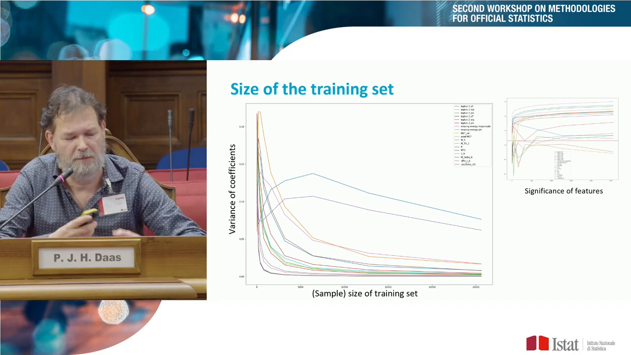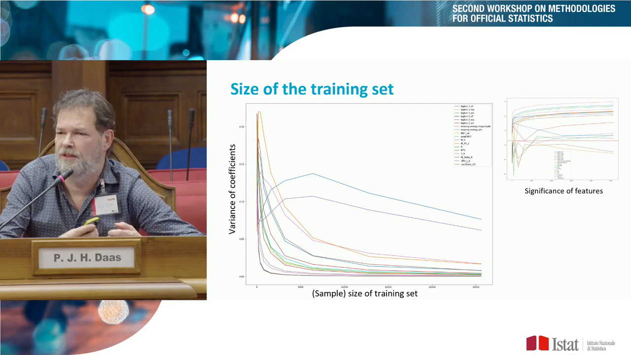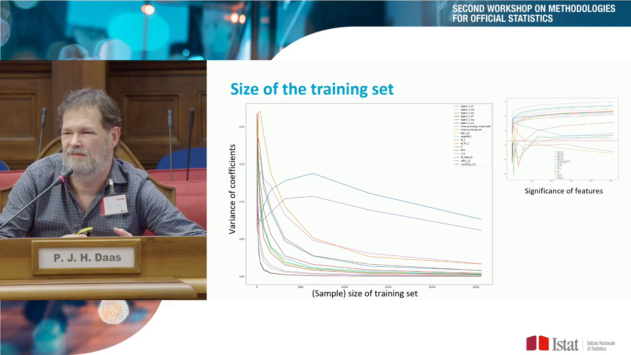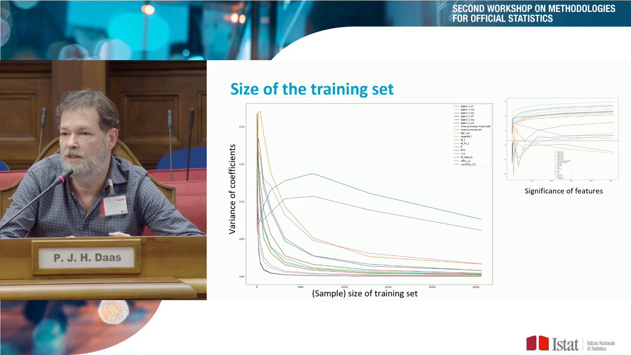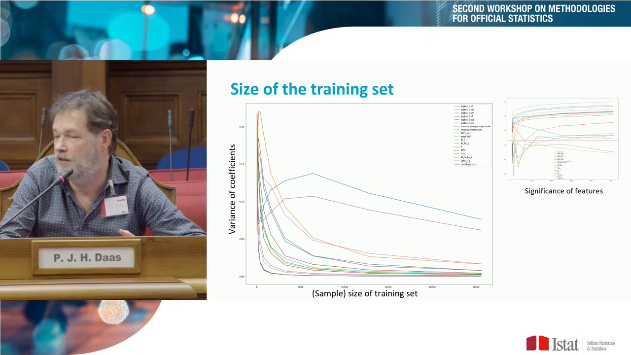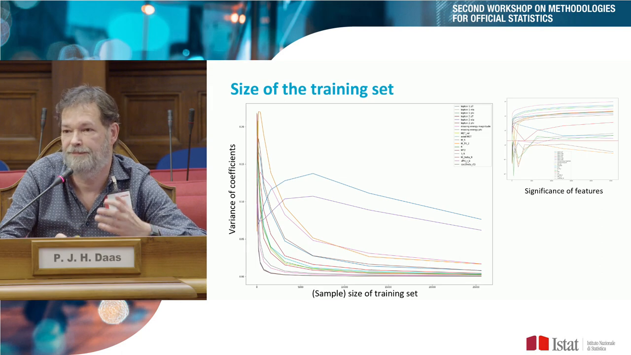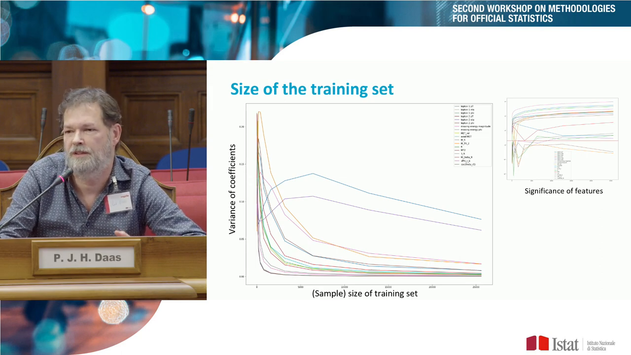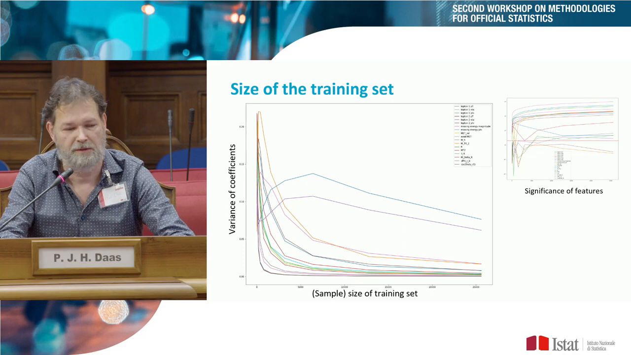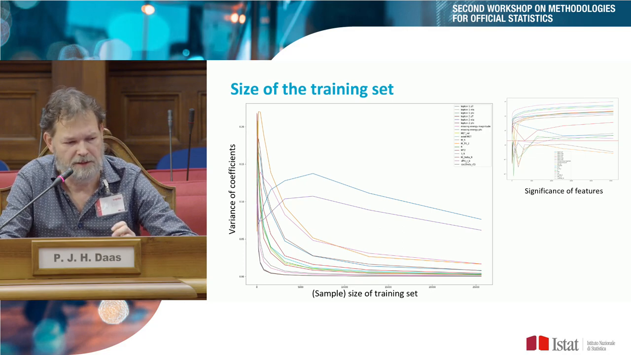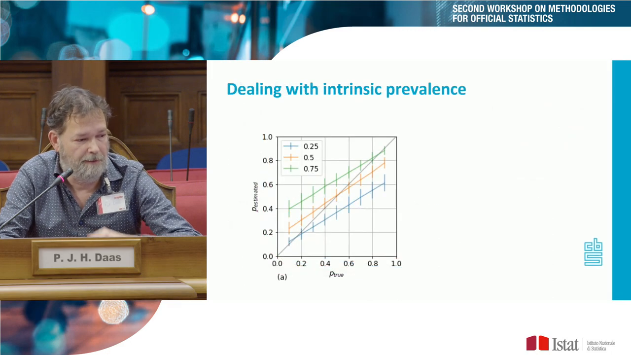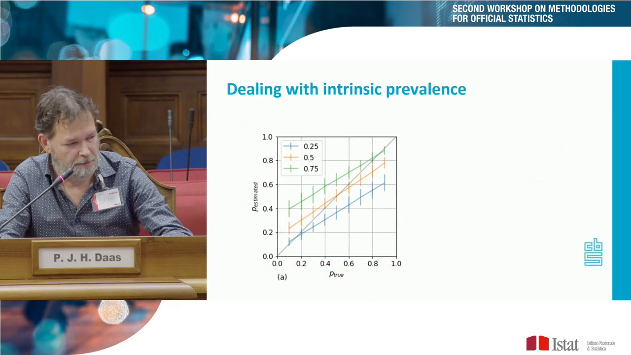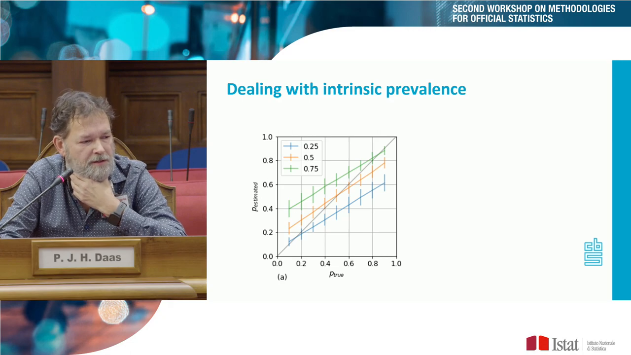But if you develop multiple models, every model is a bit different. Every model contains slightly different words, and some words are included, but you can easily remove them and still the model performs really well. So that's not what you really want as a statistician, but it's something that happens. So not every feature is significant in your model. That's an important point. The other important point we discovered was dealing with the intrinsic prevalence.